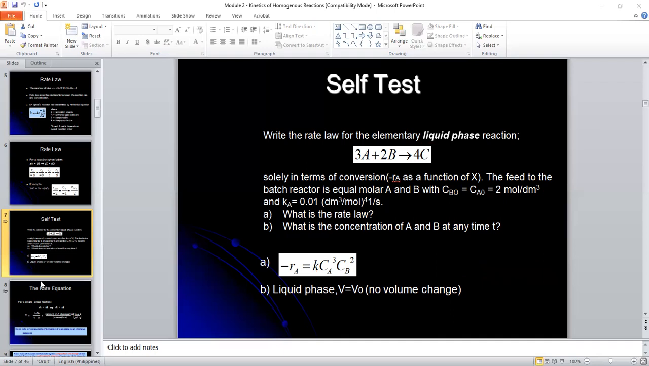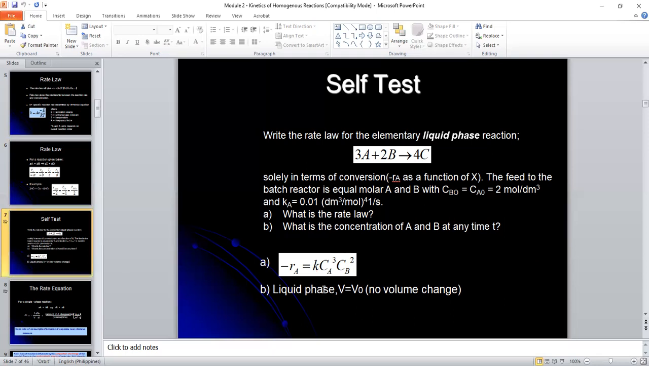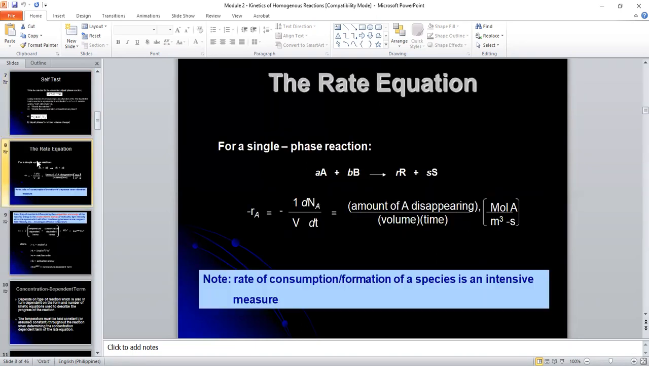Okay, let me proceed. So remember, when we speak of rate law, let me go back to that slide. The rate law is something like this, a very simple representation of the rate law. Why am I emphasizing this? Because we also have what we call the rate equation. I think I have discussed this as well when I was discussing Module 1.